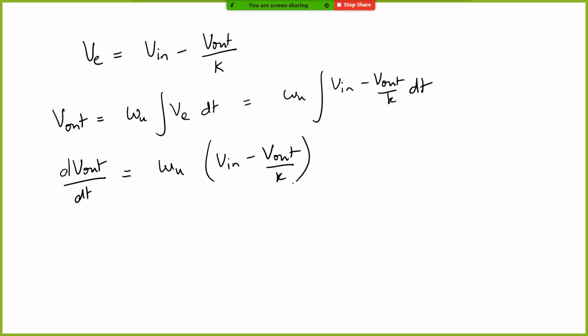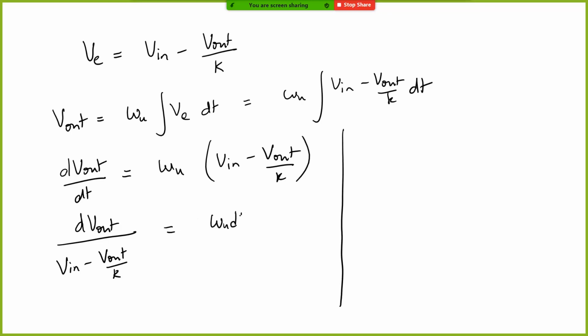All right, now let's move things around a little bit because we want to solve this equation. Let's say dV out by (V in minus V out by K) becomes equal to omega u times dt. Let's do a little bit more manipulation. I'm just taking the K out this side: dV out by K times (V in minus V out) is equal to omega u times dt by K, right?